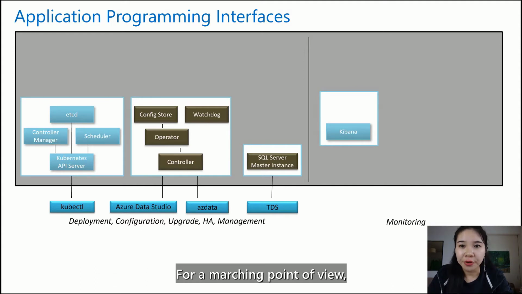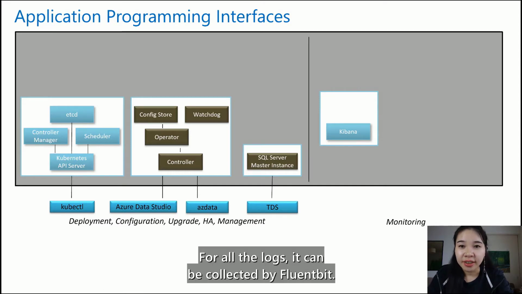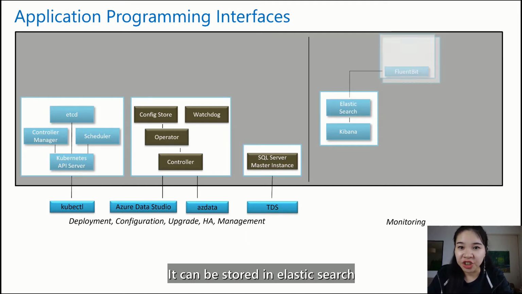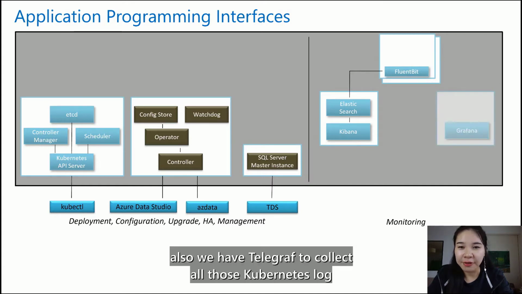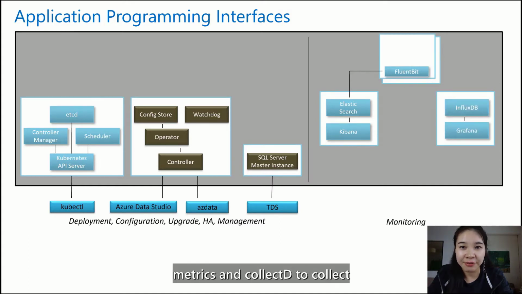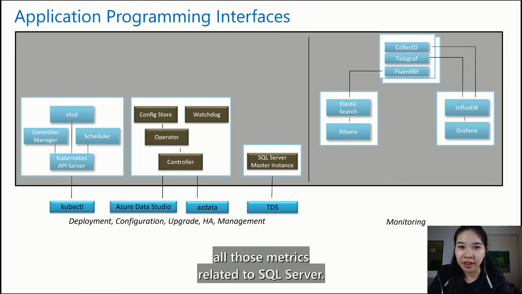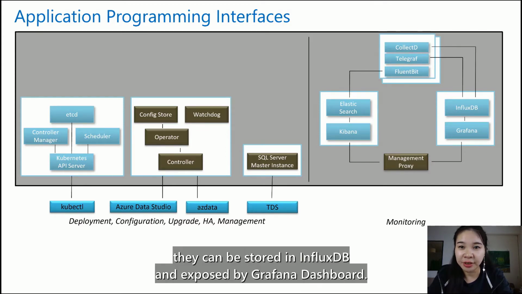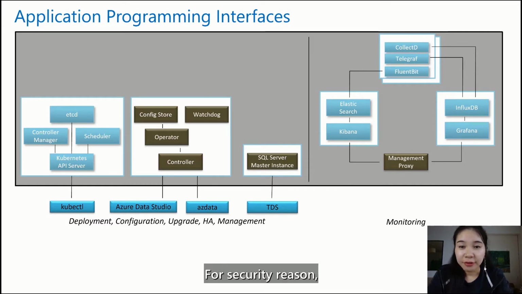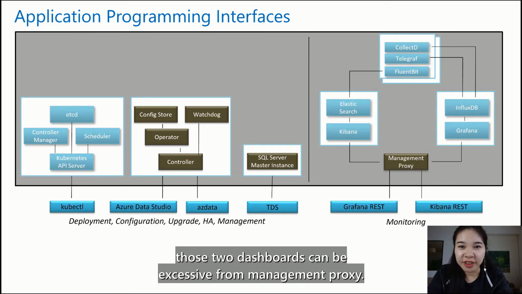From a monitoring point of view, you need to consider all the metrics and logs collected from the agents. All the logs can be collected by Fluentbit, stored in Elasticsearch and visualized by the Kibana dashboard. Also, we have Telegraf to collect all those Kubernetes live metrics and collectd to collect all those metrics related to SQL Server. And all those live metrics can be stored in InfluxDB and exposed by the Grafana dashboard. For security reasons, those two dashboards can be accessed from the management proxy.